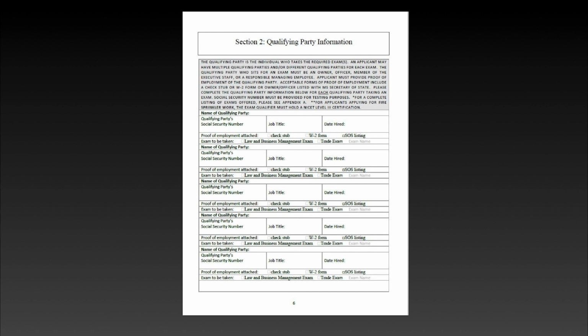MSBOC allows multiple qualifying parties to be associated with a license. For instance, you may have one qualifying party who takes the trade exam and a different qualifying party who takes the law and business management exam. Proof of employment in the form of a check stub, W-2, or Secretary of State listing must be submitted for each qualifying party listed. Be sure to provide the qualifier's full legal name and Social Security number. If you don't have a middle name, write the words "no middle name," or if the first or middle name is an initial, in parentheses, write the words "initial only" after the letter.